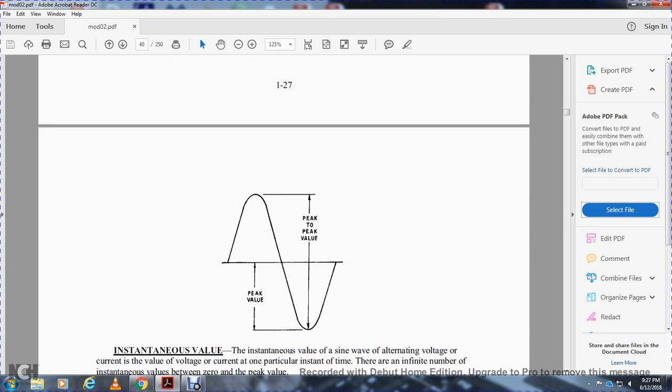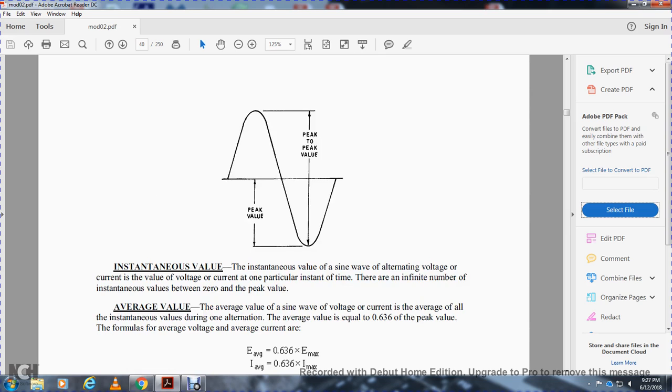So you have a peak value and a peak to peak value. The instantaneous value of the sine wave, the alternating voltage or current, is the value of the voltage or current at one particular instant in time. There are an infinite number of instantaneous values between 0 and the peak value.